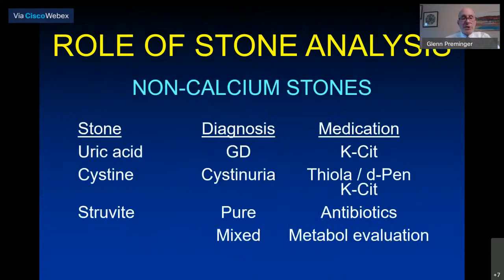For non-calcium stones, the suggestion is actually quite simple. For all of our uric acid stone formers, we would place them on alkali therapy to counteract the gouty diathesis. For all of our cystine stone formers, we could use a combination of Thiola or D-penicillamine plus alkali in the form of potassium citrate. And in our patients with pure struvite stones, we would probably just treat these with antibiotics alone. But with a mixed struvite and calcium oxalate stone, a comprehensive metabolic evaluation would be warranted.